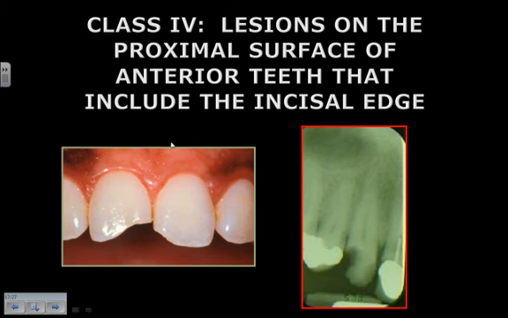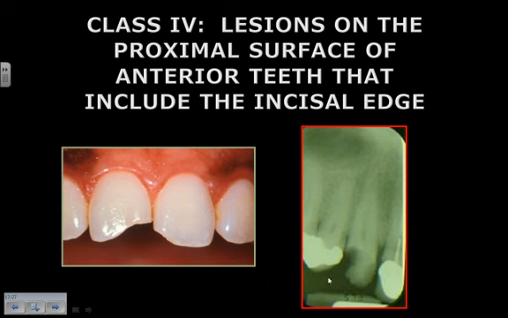If we look at the clinical image of tooth number 8 and 9, we can see that there's been a traumatic fracture of 8 and 9. The patient fell on the concrete. Perhaps they were hit in the mouth by a racket. But they've fractured those incisors. There's no evidence of caries, but that's a Class 4.